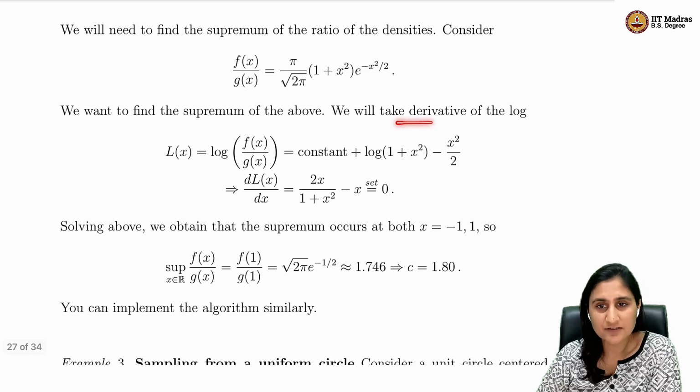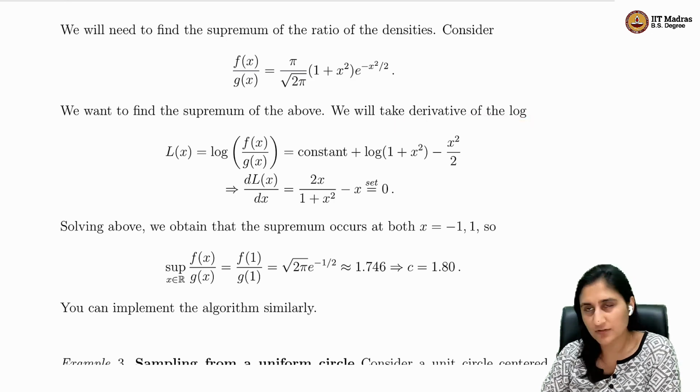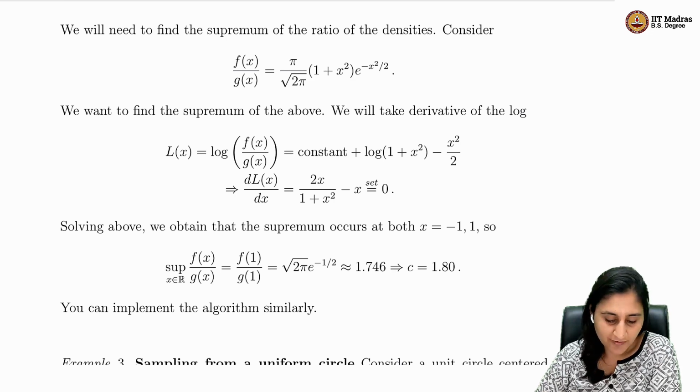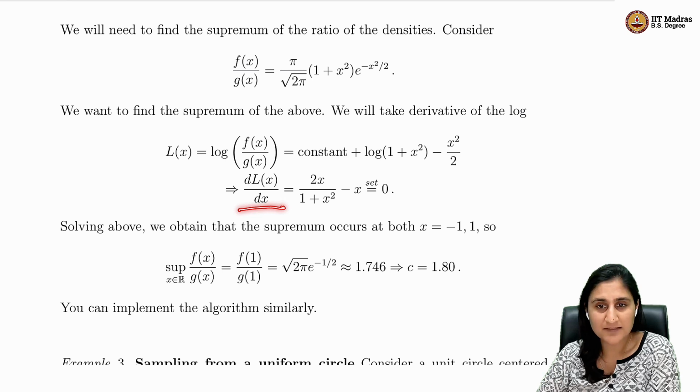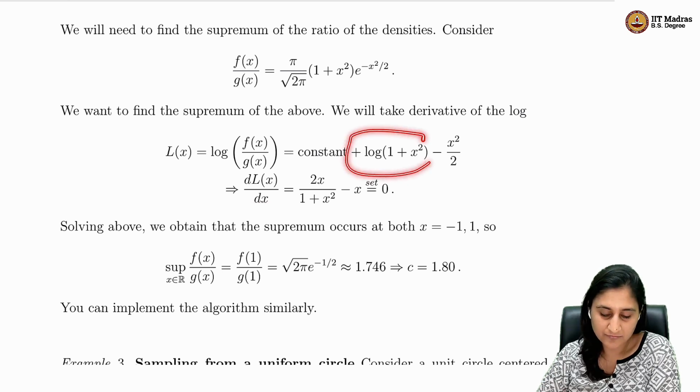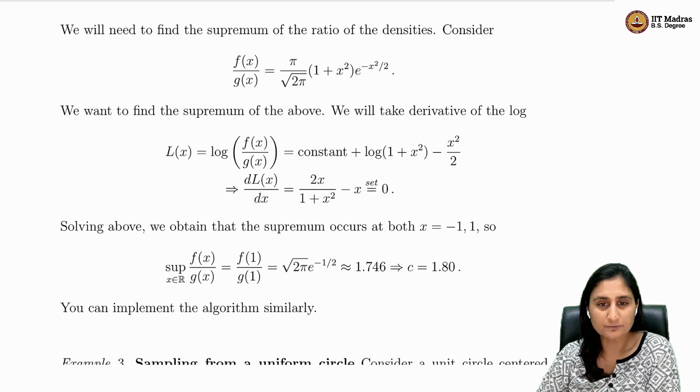So first I take the derivative, and in the same way as the beta example, I'm going to take the derivative of the log of the ratio. So I define L of x to be the log of f by g. Now this is log of some constant, plus log of 1 plus x squared minus x squared by 2. And now I take a derivative, and the derivative of this term is 2x by 1 plus x squared. The derivative of this term gives us minus x. I set it to 0.